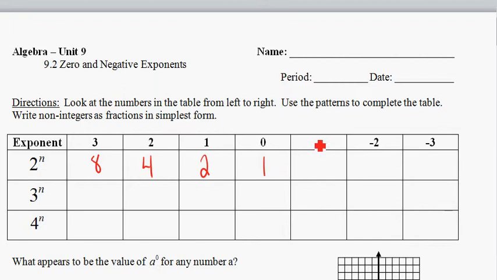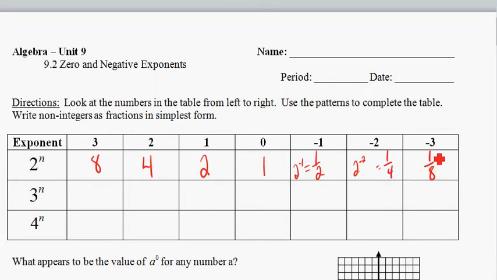Now if we go down to the negatives, if we continue the chart of dividing by 2 every single time, we take 1 divided by 2 and we get 1/2. So 2 to the negative 1 ends up being 1/2. As we continue this pattern of dividing by 2, we get 1/4, or in other words, 2 to the negative 2 is the same thing as 1/4, and then we get 1/8.